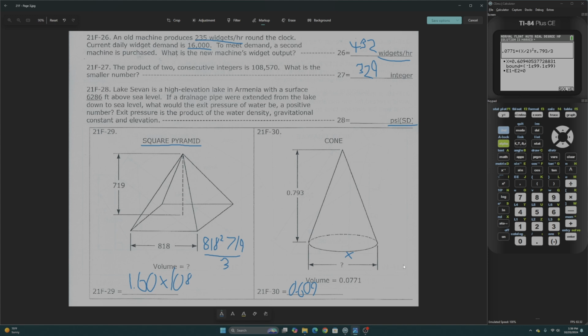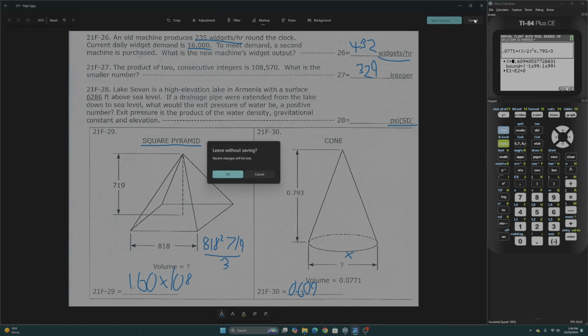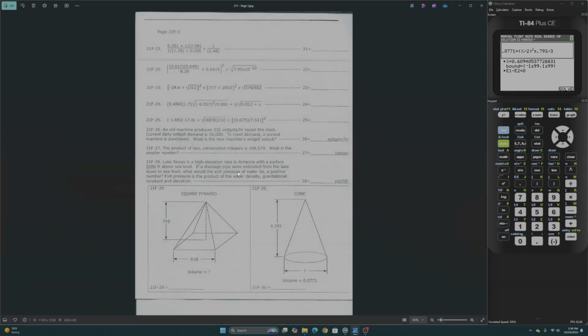Okay, I forgot to write down my answers to the last page, so I'm writing that down really quickly. Turning it. Here we go. So it's 432, 329. And then the PSI one, I couldn't figure it out at the moment, but the geometry ones I've already done. Cancel that. Okay, so we'll come back to that.